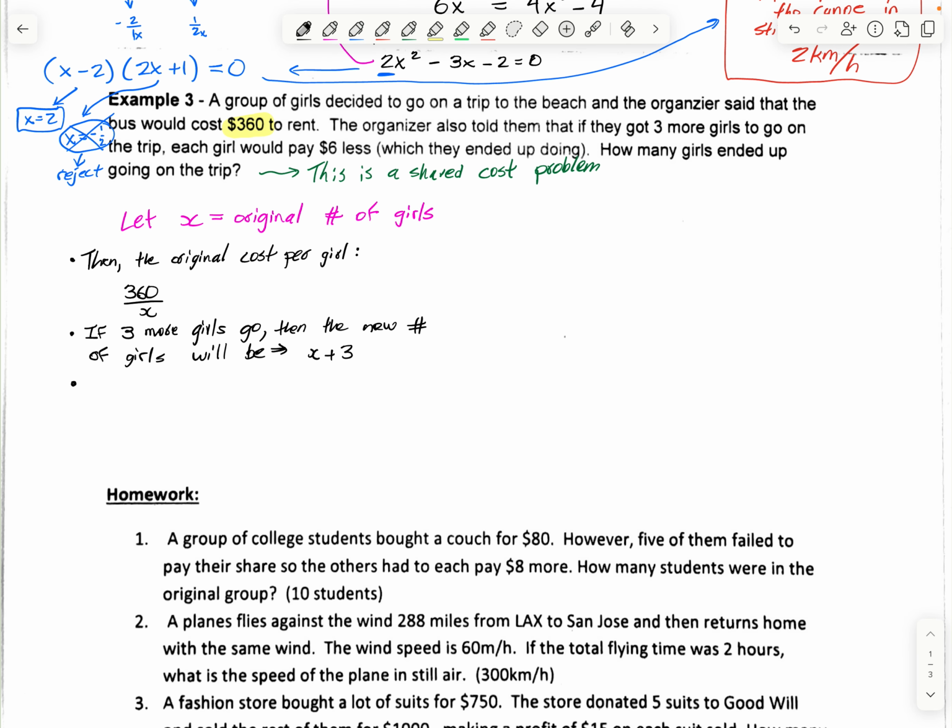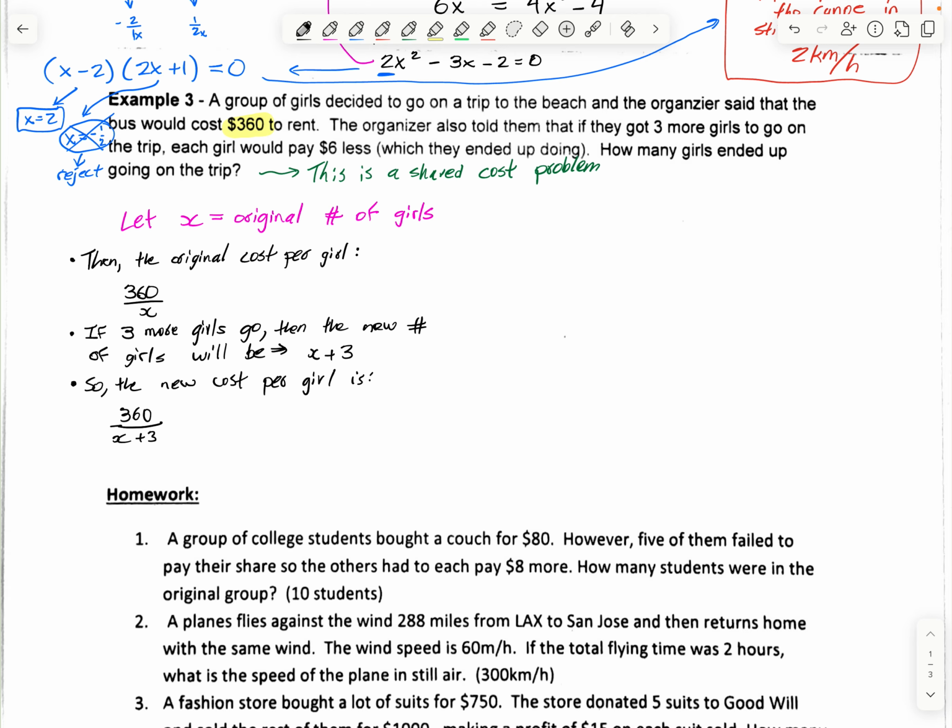So the new cost per girl is 360 divided by the total number of new girls, right? I mean, including everybody. So it's going to be x plus 3, right? Because it's the total cost divided by the total number of actual people now.